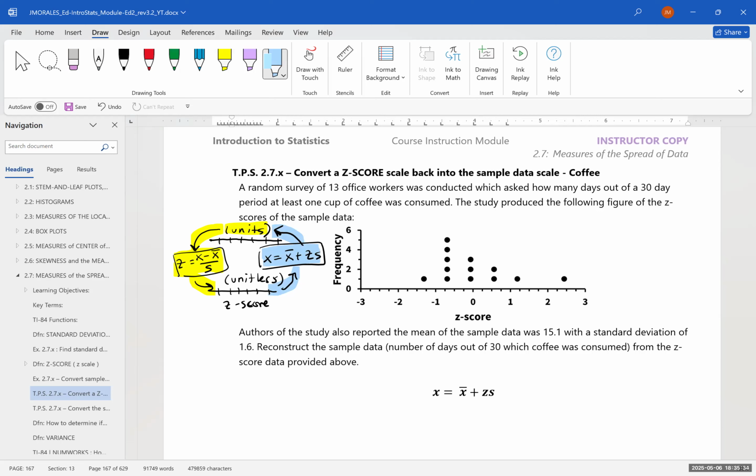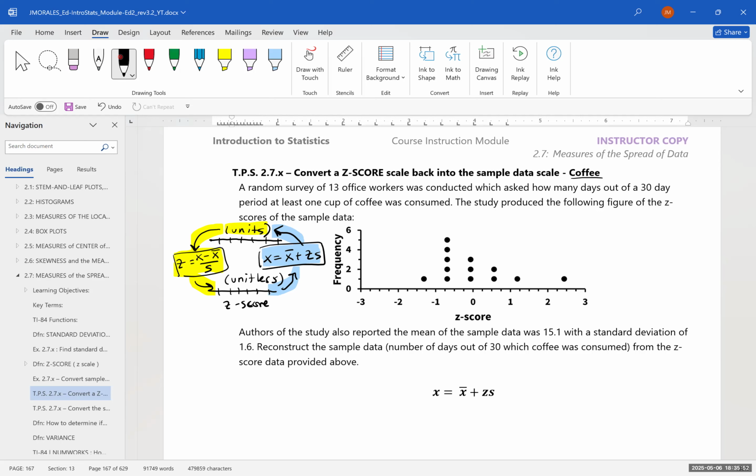So you should give this a try yourself and then come back and watch the rest of this video to see my solution to it. All right, so let's take a look. Convert a z-score back into sample data scale. This is dealing with coffee.